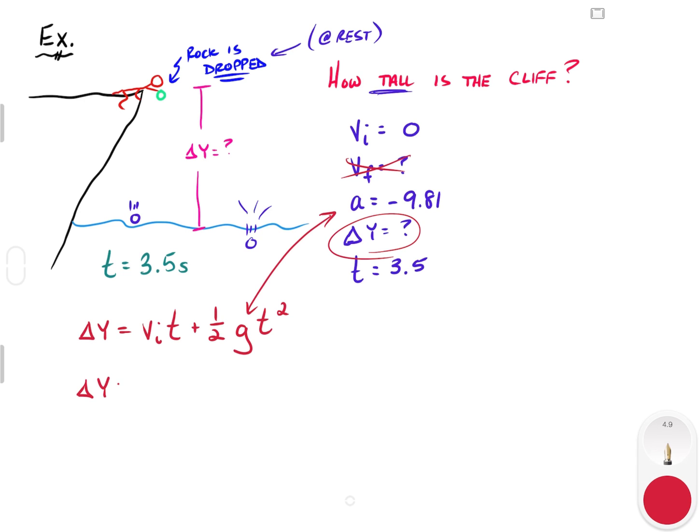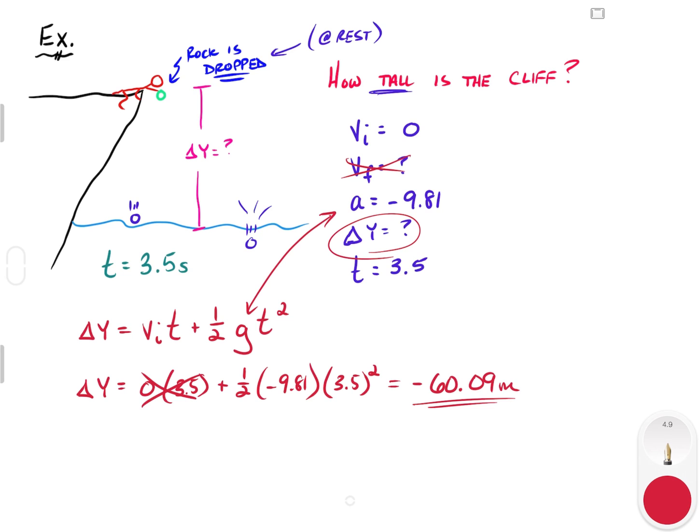All right, so if we plug in what we know, our initial velocity is 0. Our time was 3.5. Well, that whole thing is just going to cancel out. Plus 1/2 times negative 9.81, and my time was 3.5 seconds, and I'm going to square that. If I plug it in my calculator, we get 1/2 of negative 9.81 times 3.5 squared. I get negative 60.09 meters. Now that throws a lot of people off.